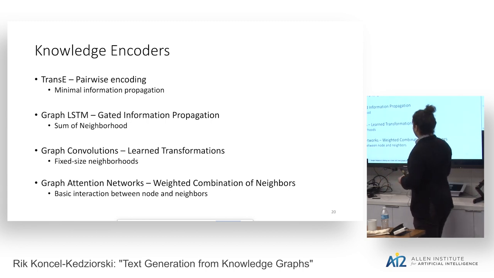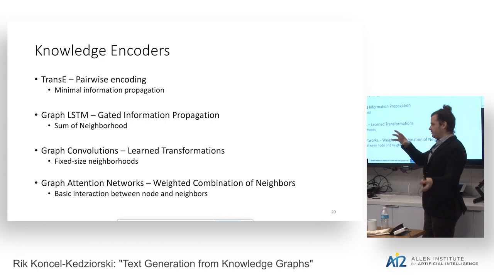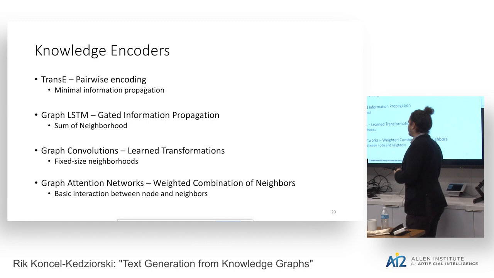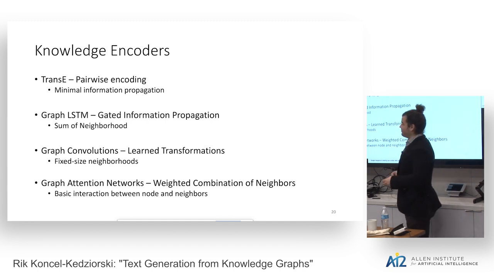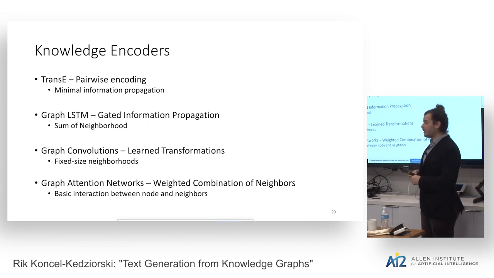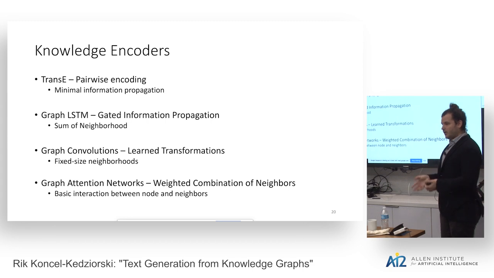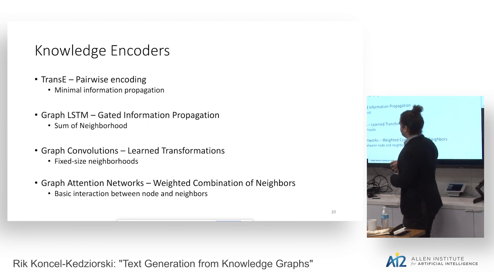One option was a graph LSTM, which gates the information propagation. A shortcoming of this is that the information of adjacent nodes in the graph is only combined via a sum operation, which is maybe suboptimal. Rectifying this, we have graph convolutions, which are very fast. And so when you're working with larger knowledge graphs, this is a good option. A problem with convolutions is they're relatively rigid. You can only look at a fixed number of neighbor nodes. And at least for parameter sharing purposes, you can only look at a fixed number of neighbor nodes.